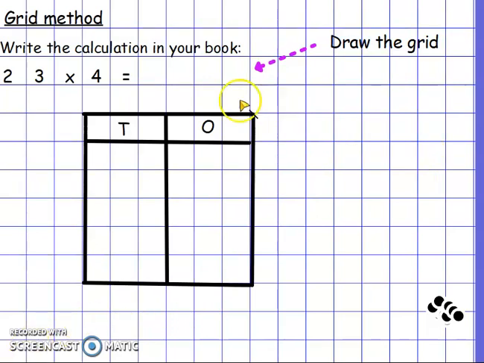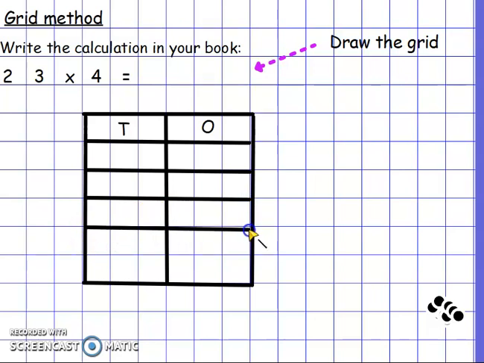Okay, so our multiplication sum is 23 times by 4, and you should have now drawn the grid to help you. We're timesing this number by 4, so we're going to need 4 rows on our grid. So with your pencil and ruler, could you make sure that you've got 4 neat rows? This will help you when we're working out our calculation. Now you can either draw, use counters, whatever you choose to help you to work this calculation out.